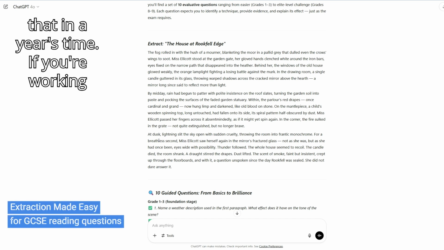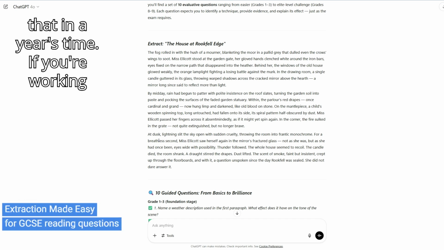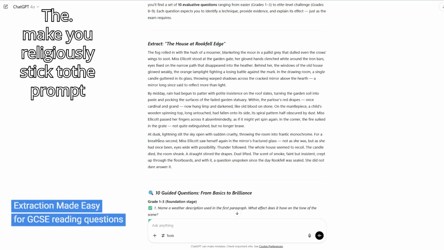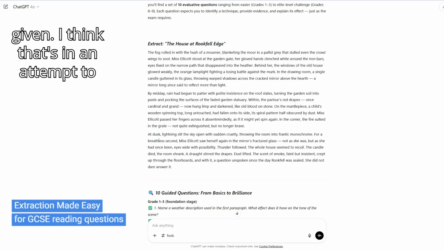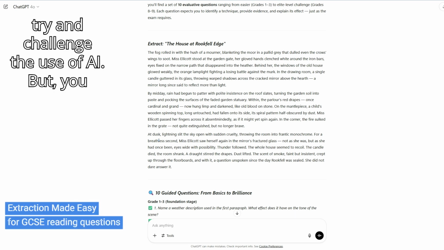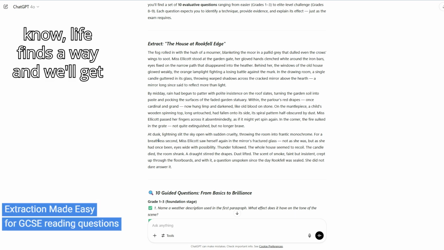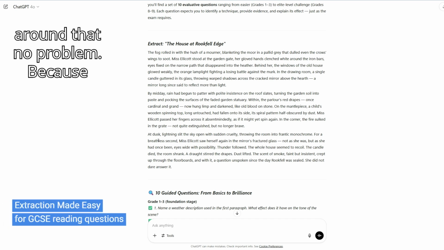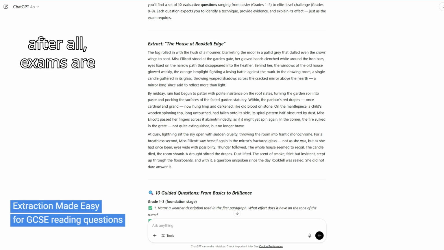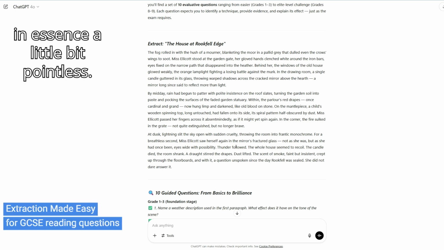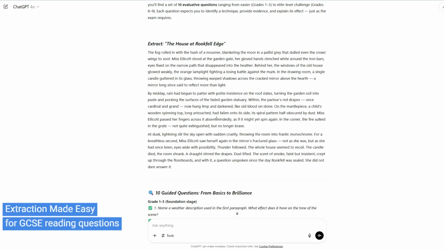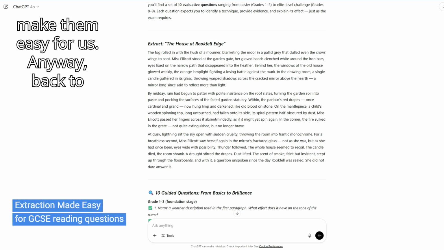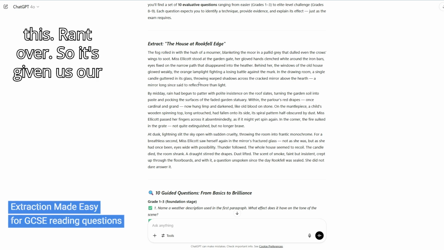I know they're changing that in a year's time. If you're working with AQA, you'll notice they're going to make you religiously stick to the prompt given. I think that's in an attempt to try and challenge the use of AI. But life finds a way, and we'll get around that, no problem. Because, after all, exams are, in essence, a little bit pointless. So we must use all the tools we can to make them easy for us. Anyway, back to this. Ran over.